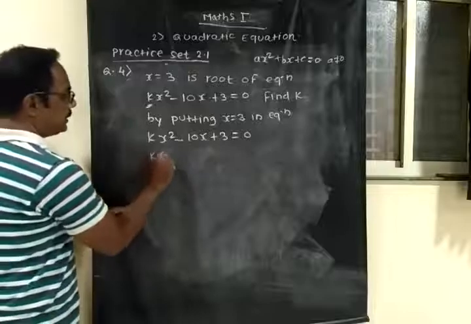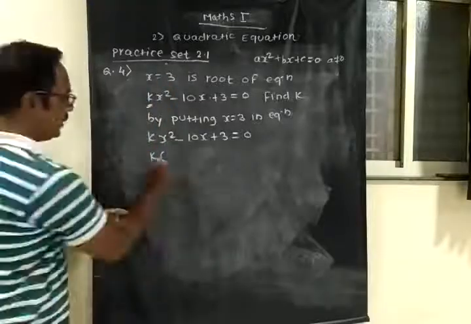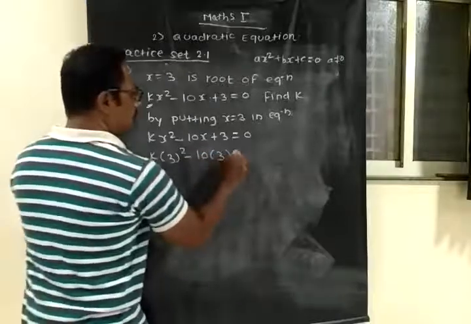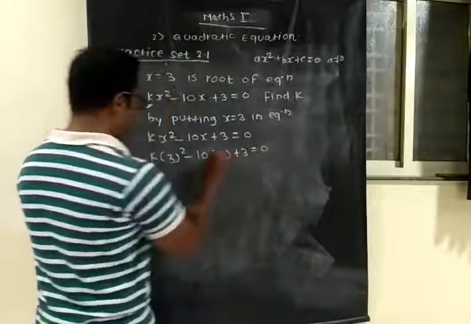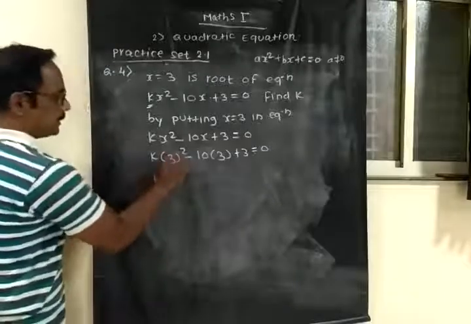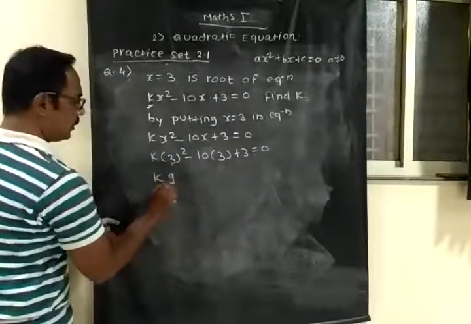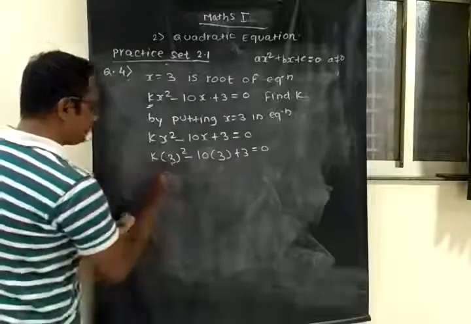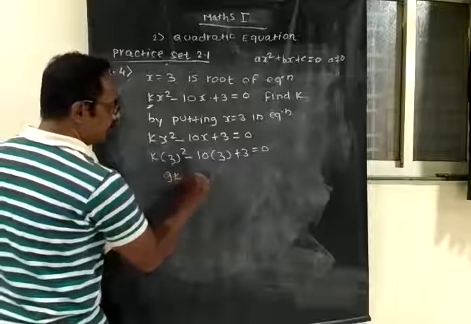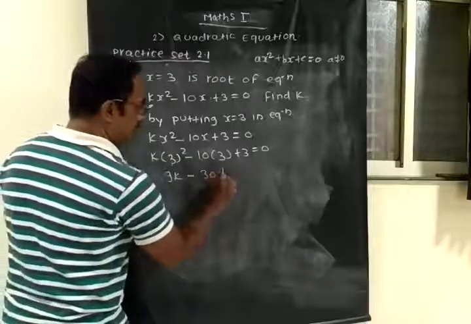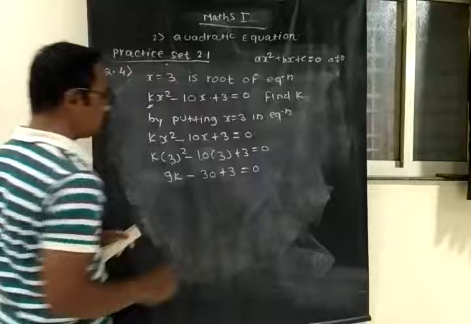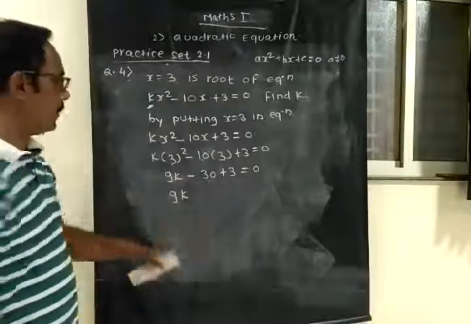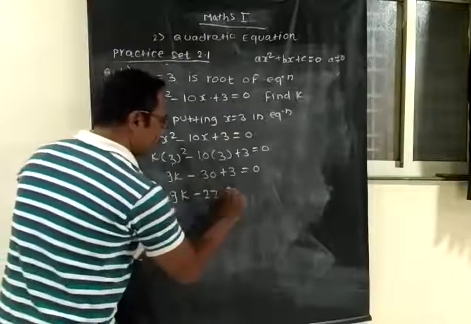k as it is, the value of x given is 3, square, minus 10 times the value of x, 3, plus 3 is equal to 0. k as it is, 3 square is 9, so here we will have 9k, minus 10 3s are 30, plus 3 is equal to 0. 9k minus 30 plus 3, minus 27, is equal to 0.